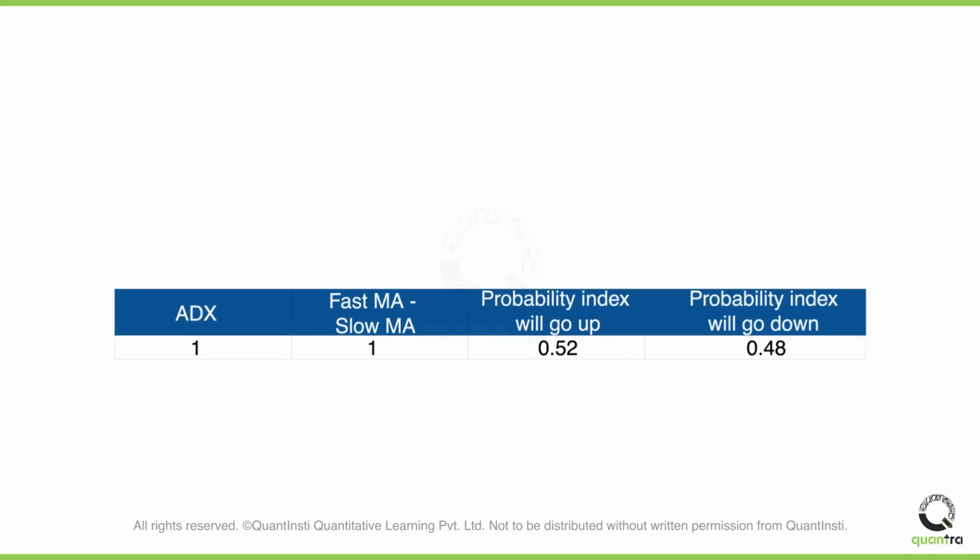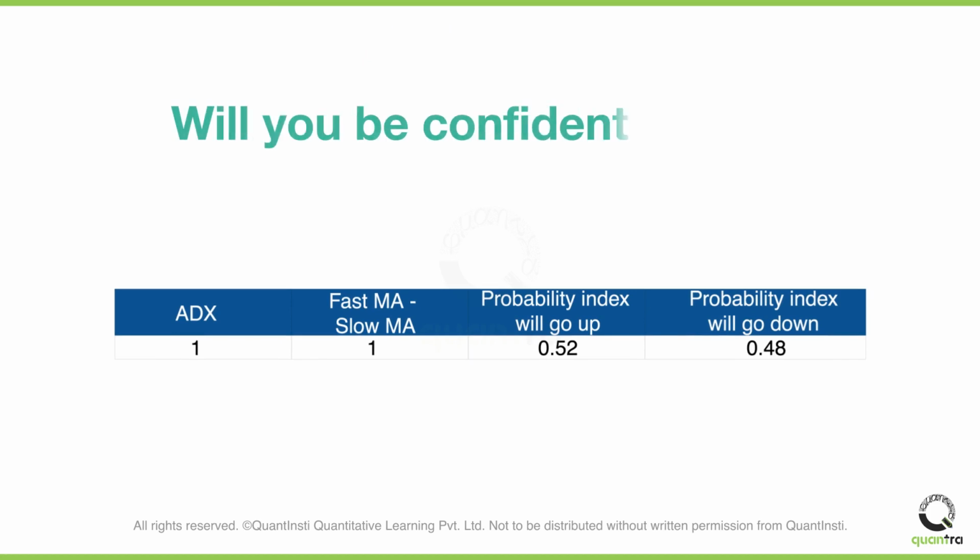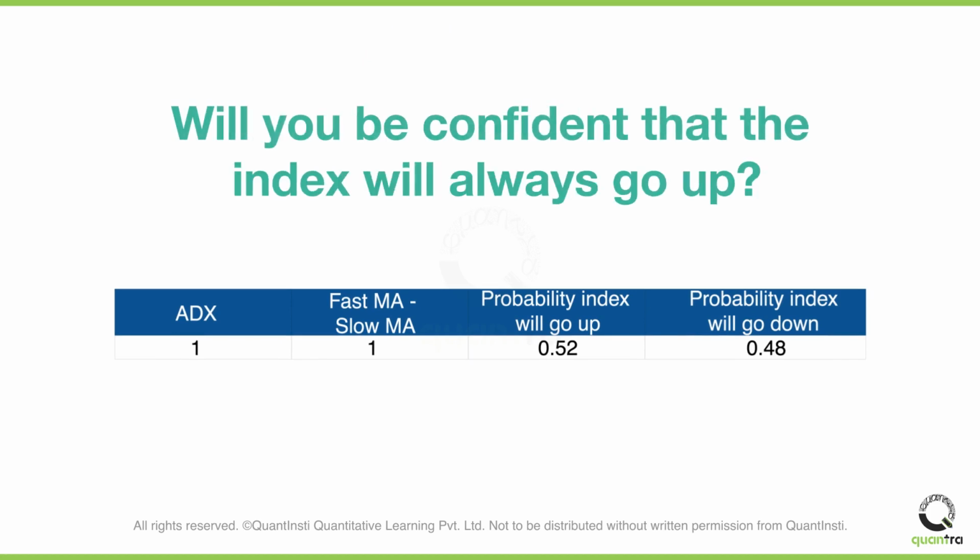If both the input features are 1, will you be confident that the index will always go up? You are not sure that the index will always go up, as the times it went up is only 8% more than the times it went down.